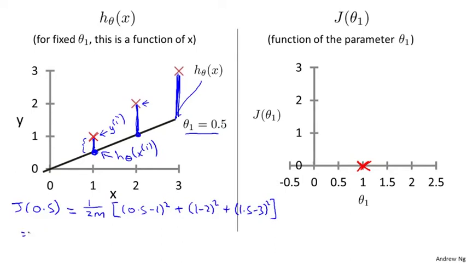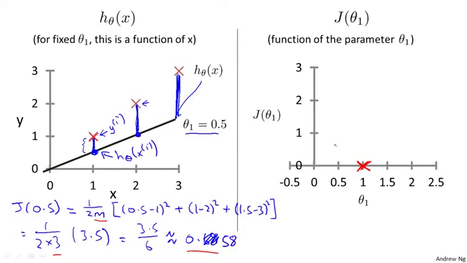And so that's equal to 1 over 2 times 3, because m, my training set size, is 3 training examples. And then that's times, simplifying the thing in parentheses, 3.5. So that's 3.5 over 6, which is about 0.68. So now we know that j of 0.5 is about 0.68. Let's go and plot that. Oh, excuse me, math error. This is actually 0.58. So I'm going to plot that, which is maybe about over there.